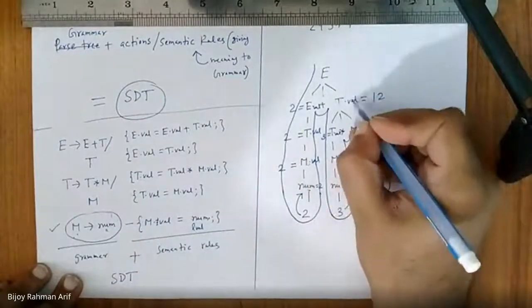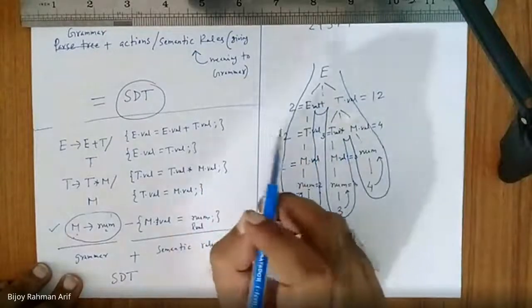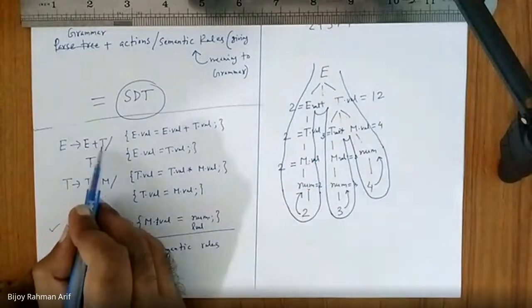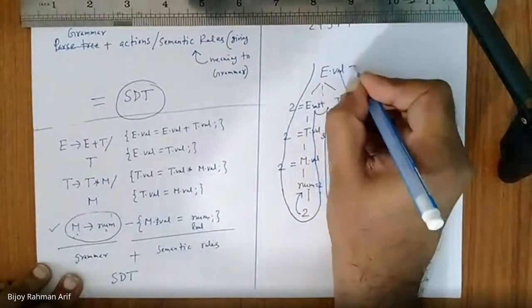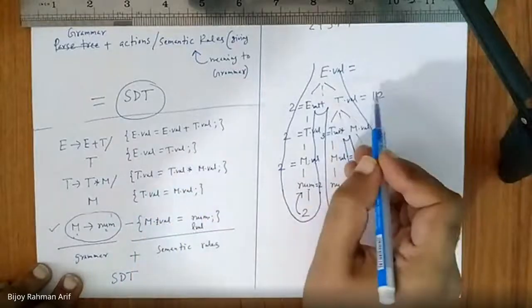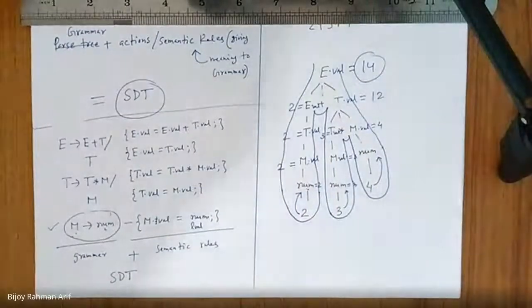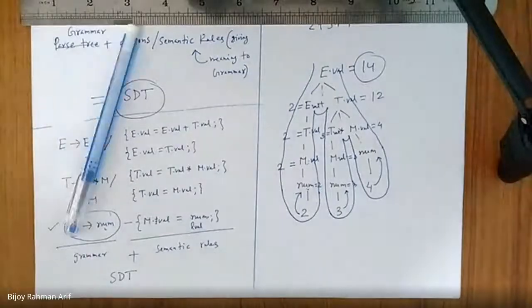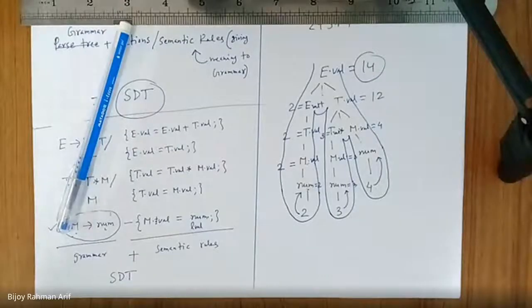And finally this one, e dot val plus t dot val. This is a reduction. E plus t reduces to e. So e dot val is nothing but e dot val, which is 2, plus t dot val, which is 12. So the final answer will be 14. So this is the case. Did you get it? Yes, sir.